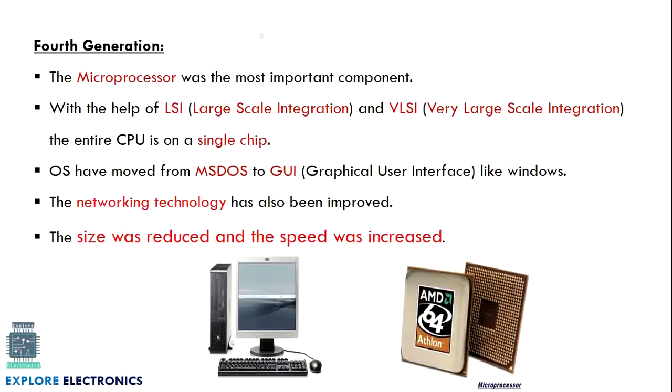Coming to the fourth generation, large-scale integration and very large-scale integration came into picture, which means all the ICs, that is integrated circuits, were integrated together and a microprocessor was built. So we can say the entire CPU was built on a single chip. And OS was moved from MS-DOS to GUI. That is, in the fourth generation, the computers offered the graphical user interface, like what we have in Windows. So the users were able to interact with the computer with the help of graphics and not just the command line interface. Also, network technology was improved a lot, the size was reduced and speed was increased in this generation.